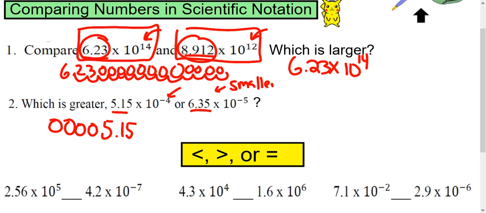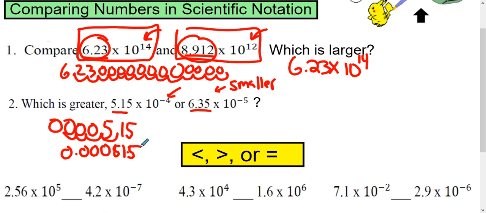And you really don't have to put it into standard form, but let's go ahead and do 1, 2, 3, 4. So now you have 0.000, that's 3, 5.15 versus 6. I shouldn't have started there. Let me erase that.